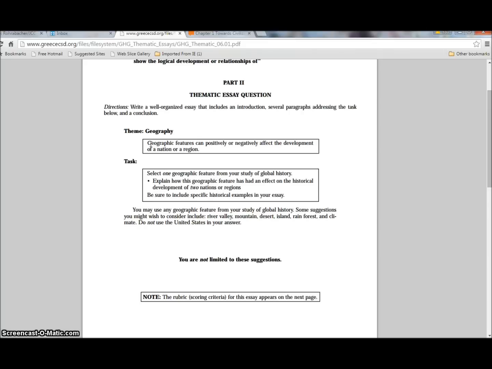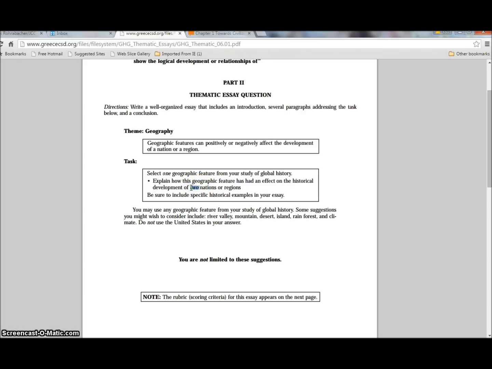The task. Select one geographic feature. Now, you can't get any more simple than this. Usually they're going to ask you to pick 2. It says select one geographic feature from your study of global history. So any geographic feature that we've talked about. Then explain how this geographic feature has had an effect on the historical development of 2 nations or regions. So one geographic feature, but then you have to pick 2 nations that it affects.